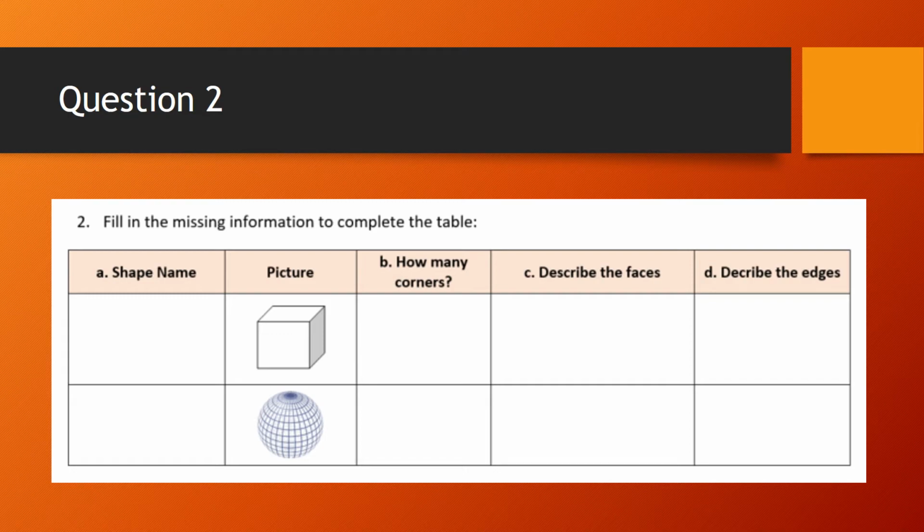The next part of question 2 is to look at the second shape, the shape down the bottom. You need to write the shape name in column A, write how many corners in column B, describe the faces in column C, and describe the edges in column D. Pause the video and do that now.